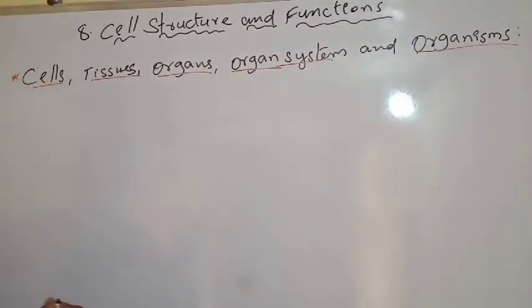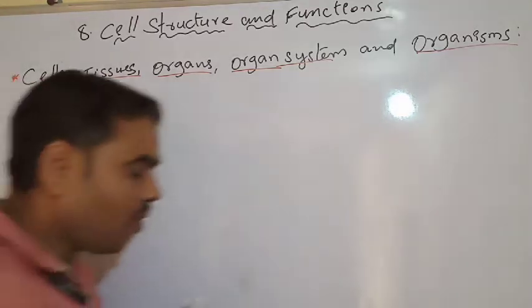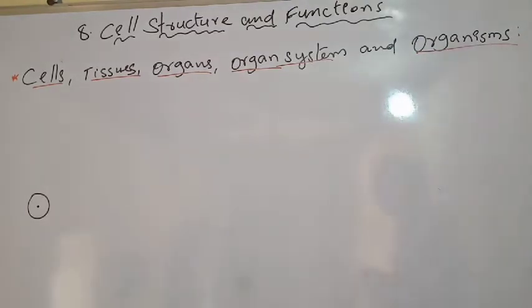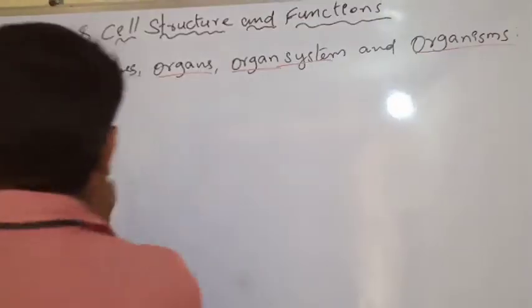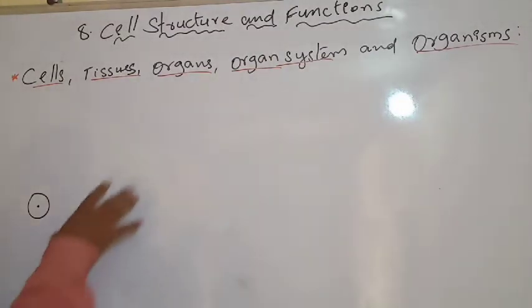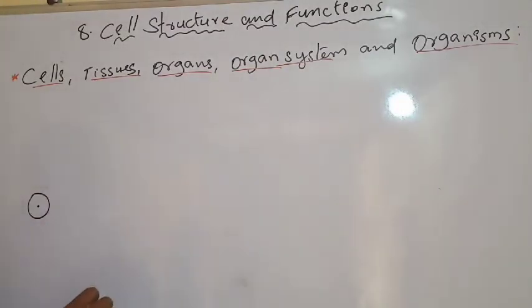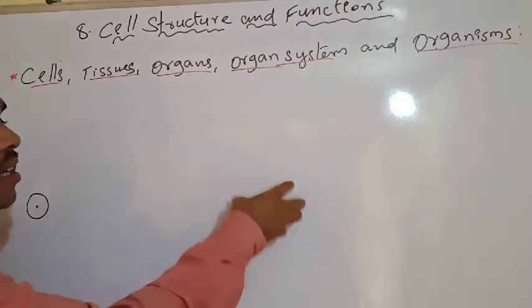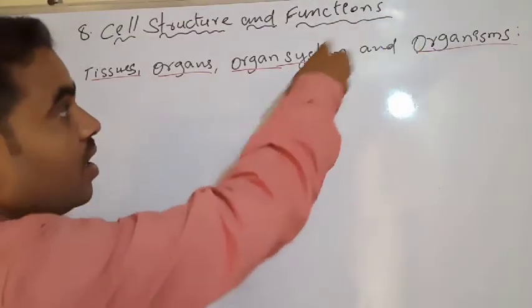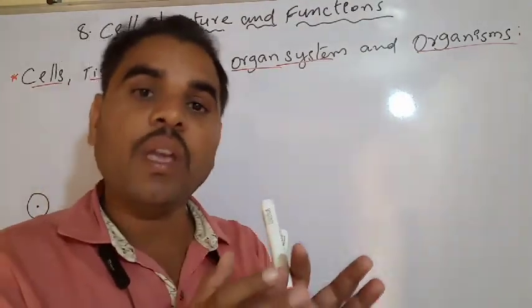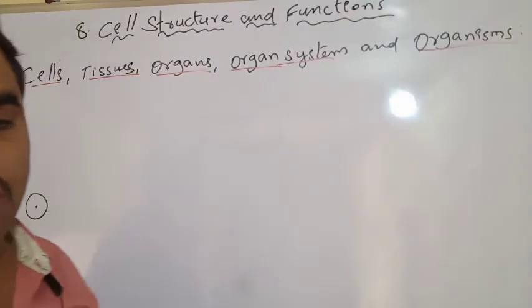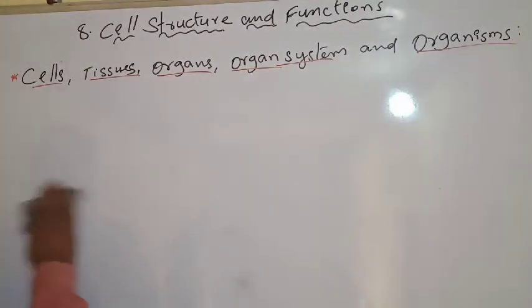We have to see the cell. A cell is... cells together forming and making tissues. Cells together form tissues, and tissues together form organs. The organs together form organ systems, and finally all systems together form organisms. We have to learn this in great detail in this session.